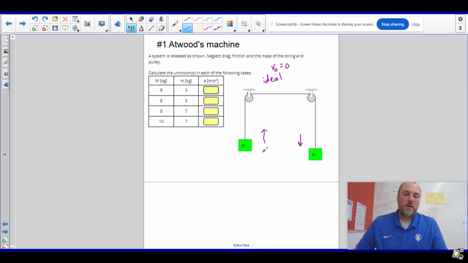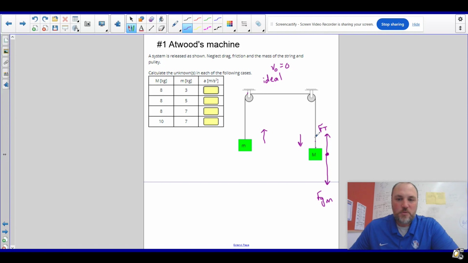What I should do in each case of a dynamics problem, I should draw a free body diagram. So I will start with big M. Big M is going to accelerate downward because it's the heavier mass. So I'll draw the force of gravity on big M larger than the force of tension in this string. So then I have Ft upward.